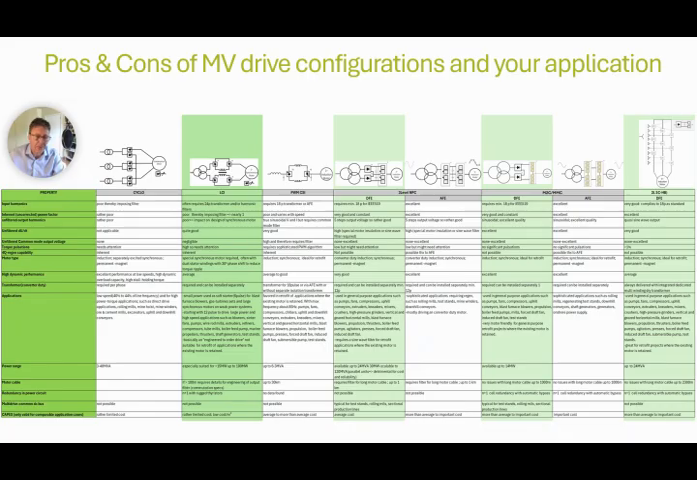Multidrive or common DC bus is another property. This operation is typical for sectional production lines and test stands, but it is only available in the 3-level neutral point clamped and the MMC topologies. Finally, cost comparison. It only makes sense for comparable applications, and the purchase costs represent only a small part of the total cost of ownership.